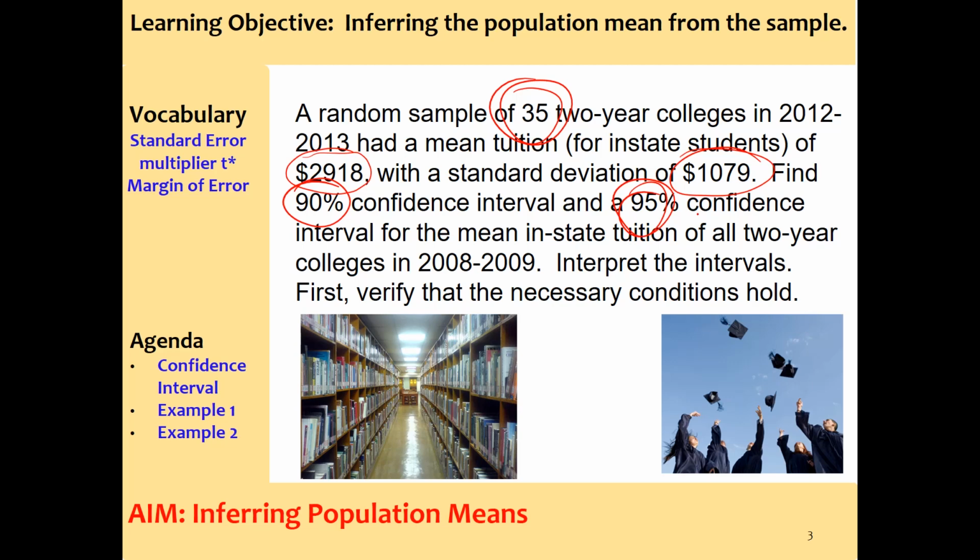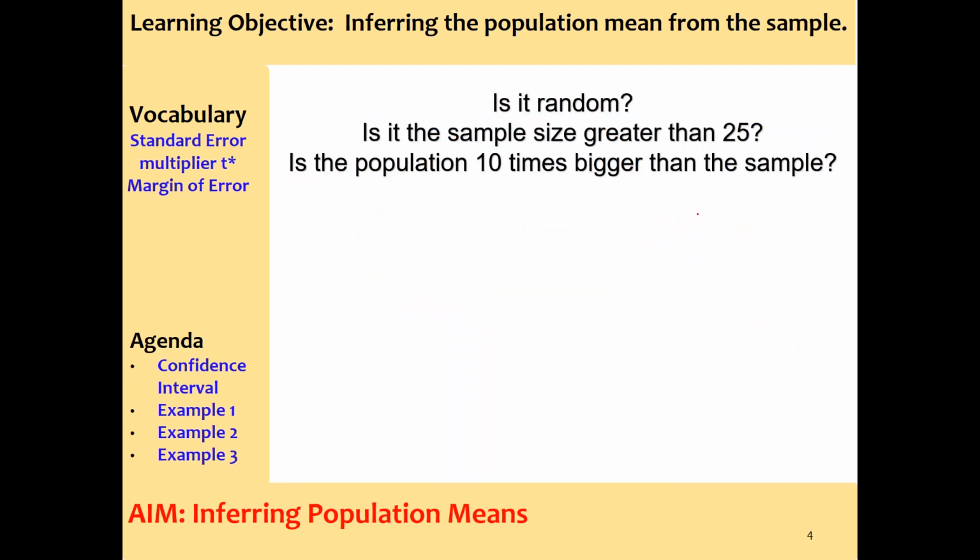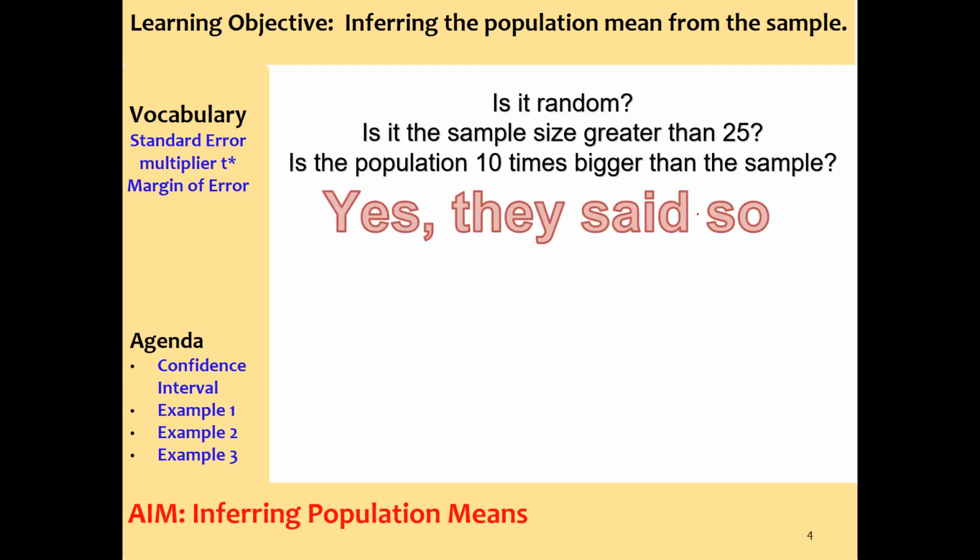I didn't talk about the necessary conditions, but can you guess what they are? If you remember what we did in the past 2 weeks, it's those three conditions for the central limit theorem. So, is it random? Is the sample size greater than 25? And is the population 10 times bigger than the sample? All right, so it is random. They said so, right? They said that our sample was random.